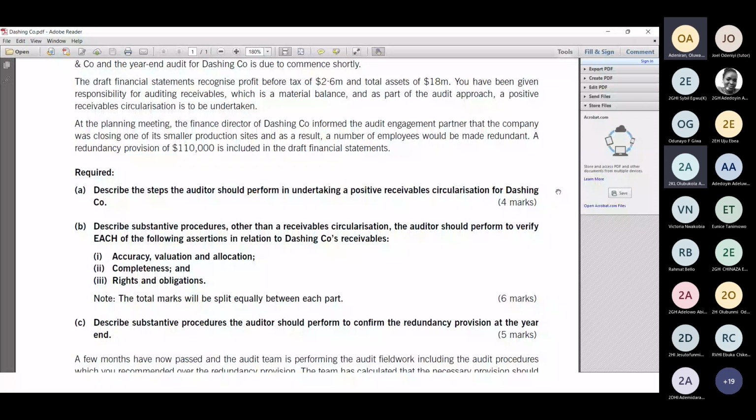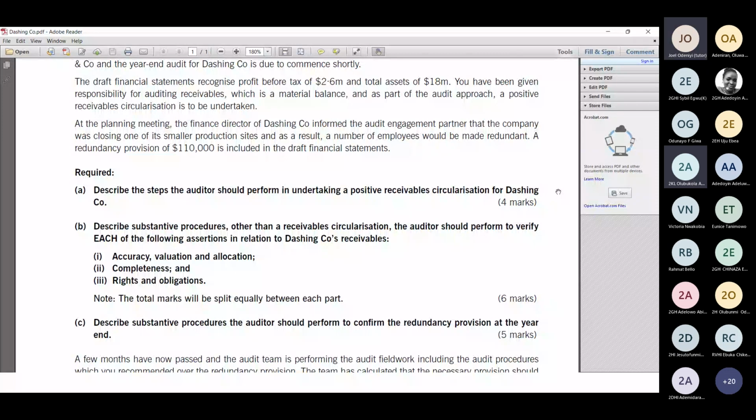Is this a general question? Yes, please. So for agreeing from the receivables listing to the sales ledger, how is that testing completeness? Because we want to test the completeness of the receivables, not the sales or revenue. Okay. So that's a good point.